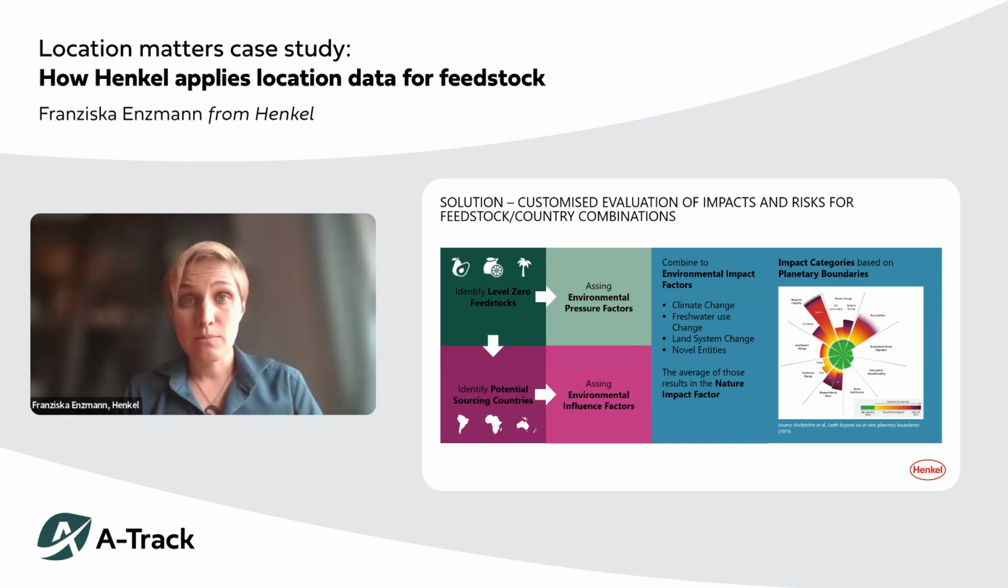FAOSTAT, which is a database on the production of crops. You will find lots of production volume info. So you can say, okay, if I have this and that level 0 feedstock, it is likely that it is grown in countries A, N, and Z, for example. So we already have that combination now.